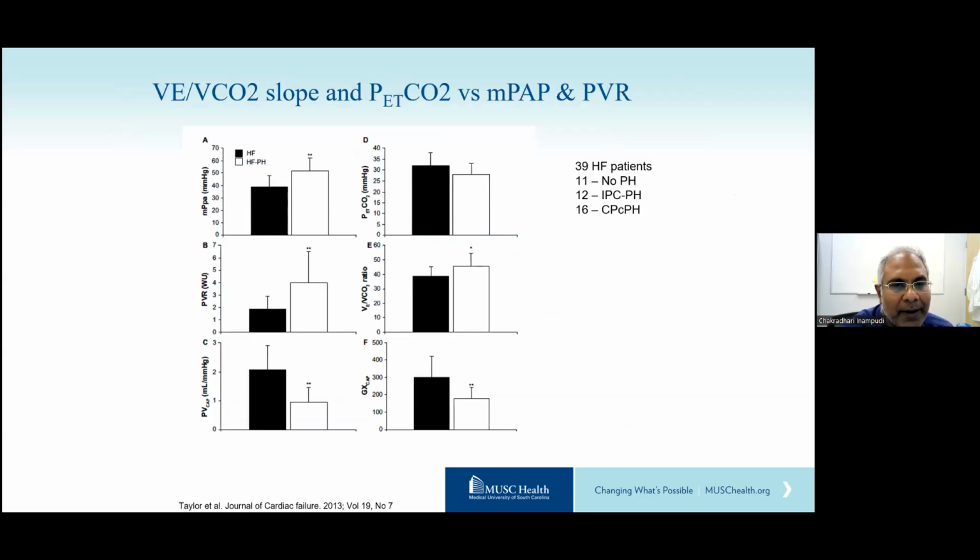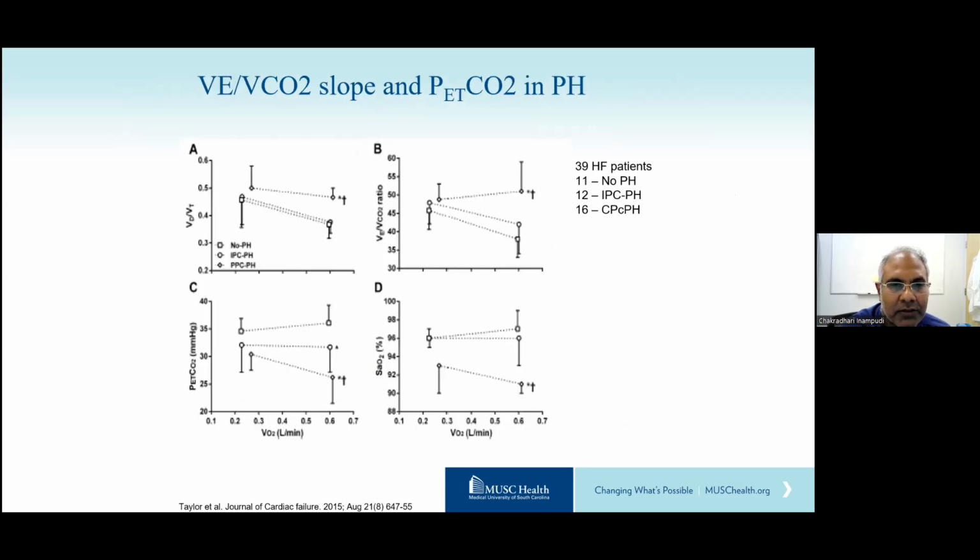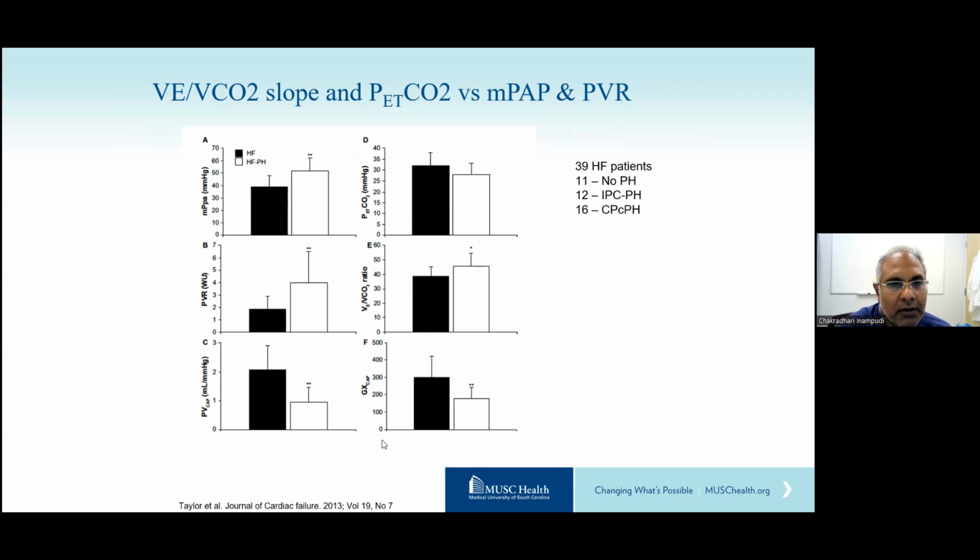And looking at it from a PETCO2 and VE/VCO2 slope standpoint, this is a study of 39 heart failure patients, of which 11 had no pulmonary hypertension, 12 patients had left heart disease pulmonary hypertension, and 16 had combined pre- and post-capillary pulmonary hypertension. And as you could see here, for patients who have heart failure and pulmonary hypertension, their mean PA pressures are elevated and it's more than 40.